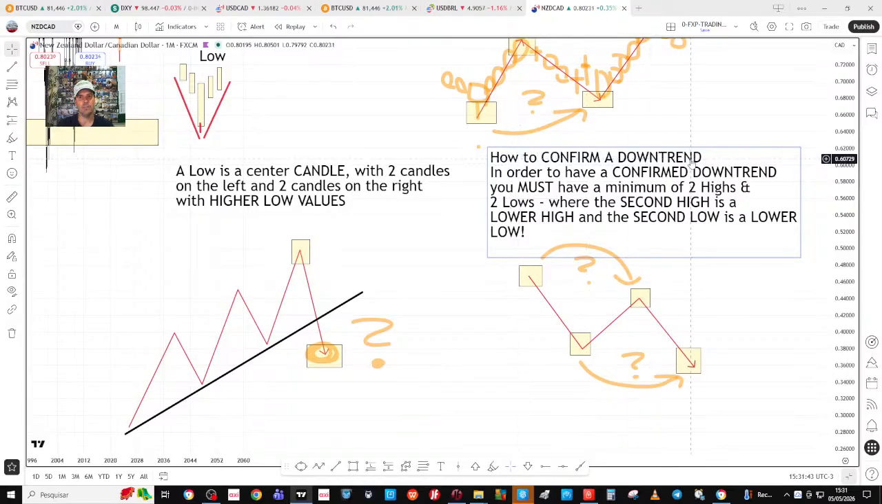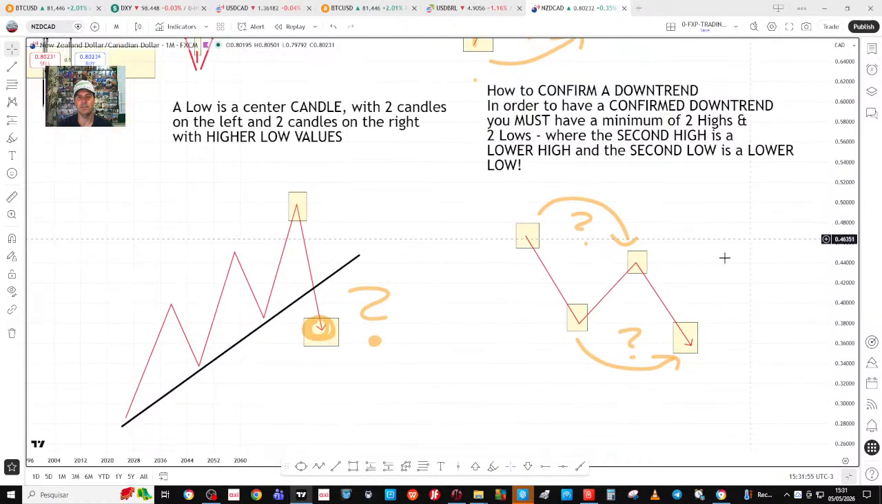How to confirm a trend? In order to have a confirmed downtrend, you must have a minimum of 2 highs and 2 lows, where the second high is a lower high and the second low is a lower low. Alright, everybody? So we're talking about trend confirmation, meaning this high is going to represent 25% of the confirmation of the downtrend.